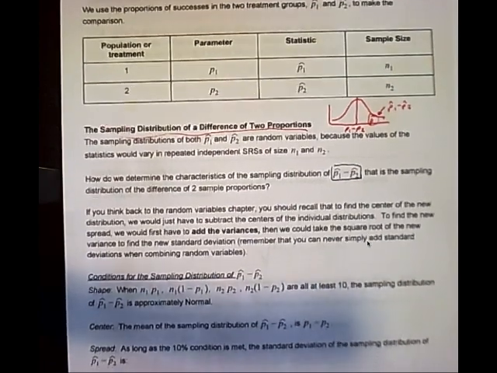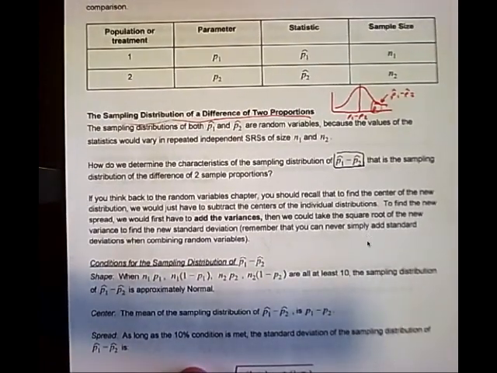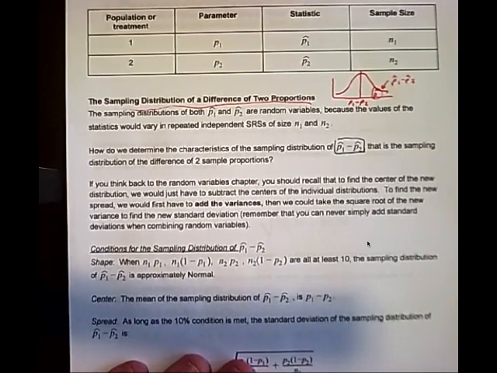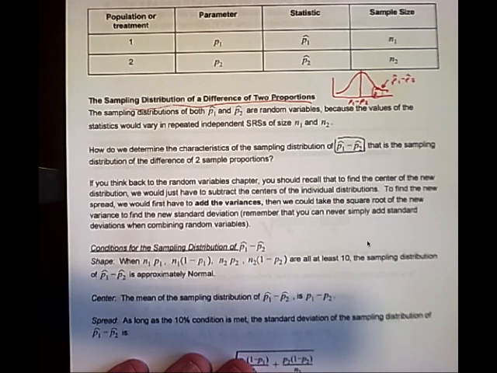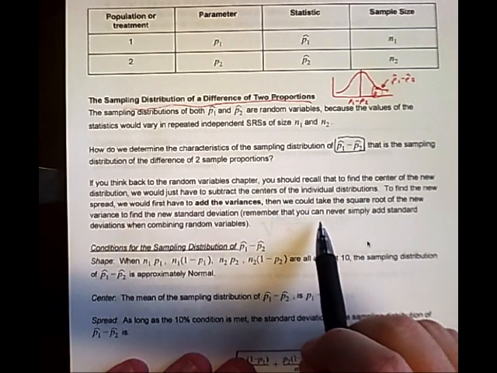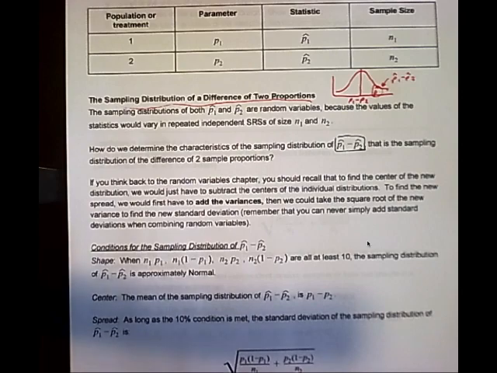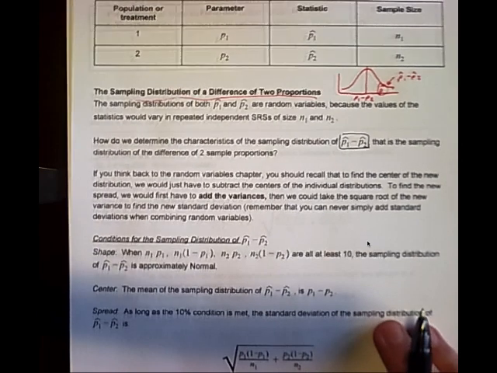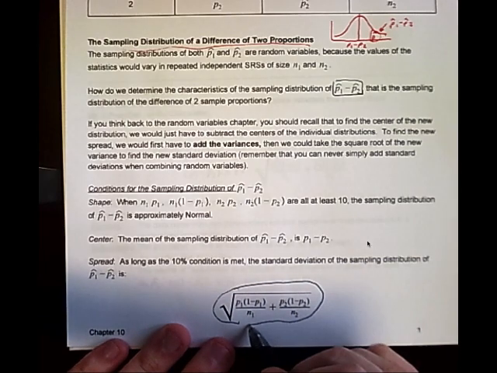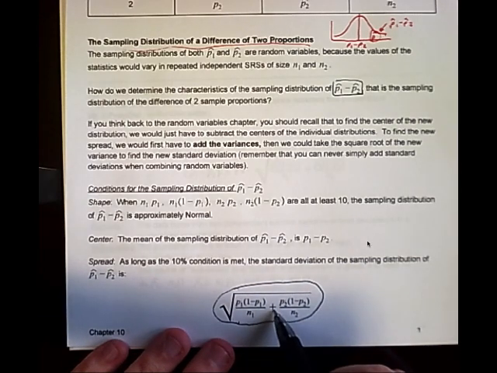All right. If you think back to the random variables chapter, you should recall that to find the center of the new distributions, we would just have to subtract the centers of the individual distributions. To find the new spread, or the standard deviation, we would first have to add the variances. Then we could take the square root of the new variance to find the new standard deviation. And remember, with random variables, we can never simply add standard deviations when combining random variables. Okay, so what does that mean, kind of looking down here? It doesn't matter if it's a difference or not. Okay, that's always going to be a plus.